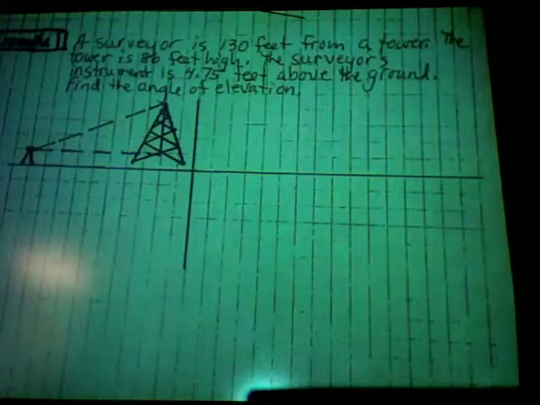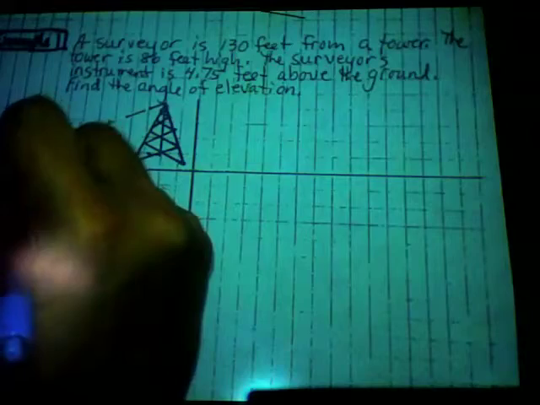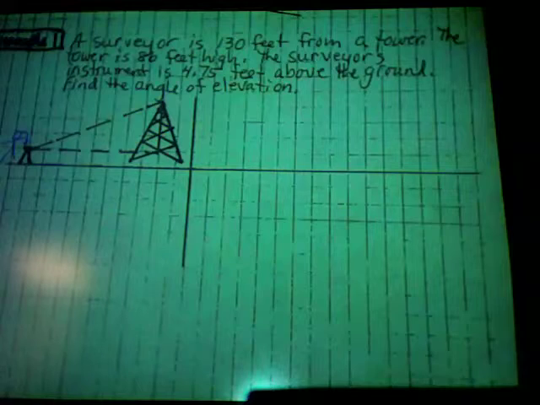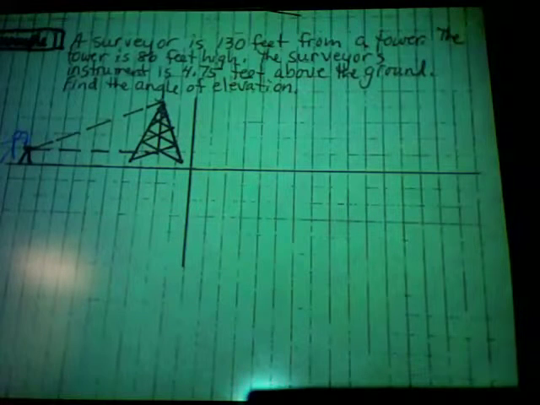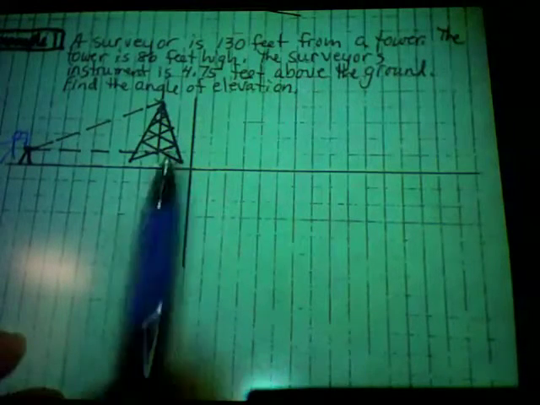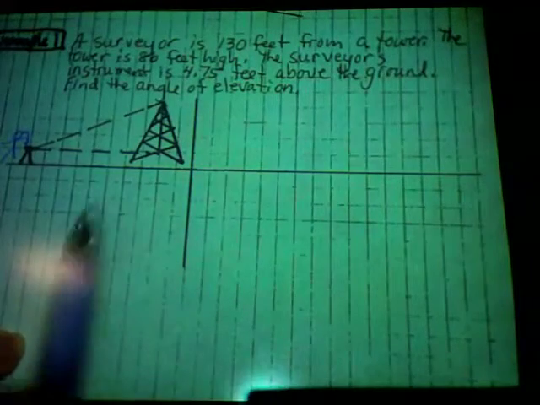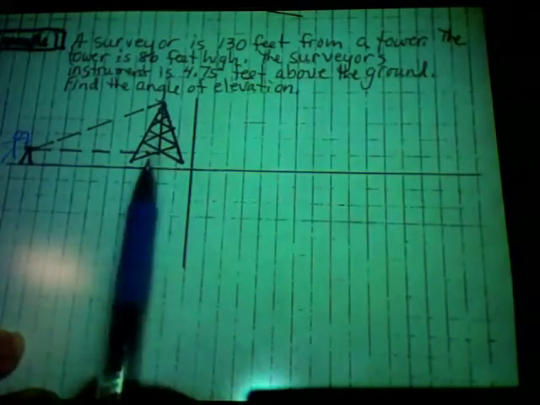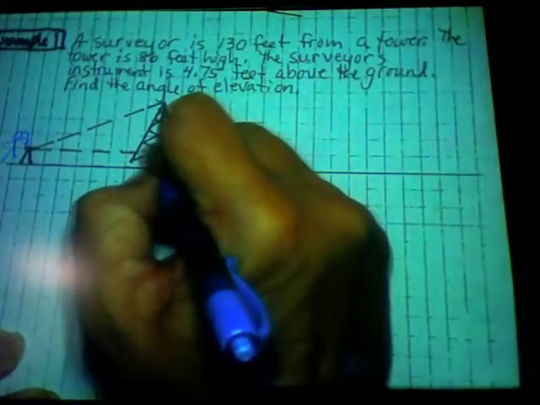And so it says a surveyor, this would be where your surveyor is. He's looking into that piece of surveying equipment. You've seen him in the street, right? Surveying equipment's probably a little taller than that, but that's all right. So he's 130 feet from a tower. Remember, you're drawing a right triangle. So you can kind of see the right triangle in here. My right angle is going to be right here.